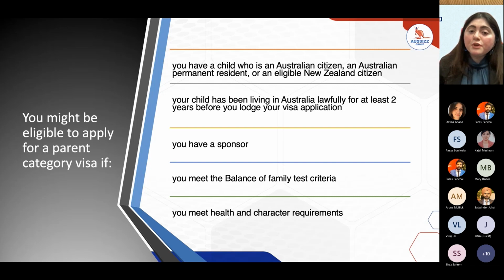Another example of the balance of family test is, let's say, there are 4 kids of parents and 2 of them are resident or citizen in Australia, 2 of them are overseas. Then they meet the balance of family test because 50% of the children are in Australia. So that's very important criteria. Otherwise, the application has very high chances of refusal. You must meet health and character requirements. That's another most important criteria. You should not have any convictions, or the police check should come out to be clear. There are some things that can be addressed if you have health or character issues. You can contact us and we can take care of that as well.